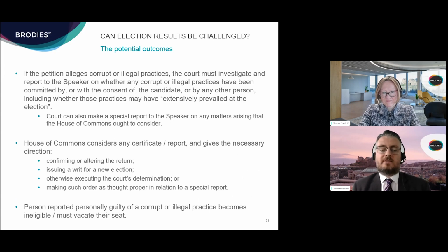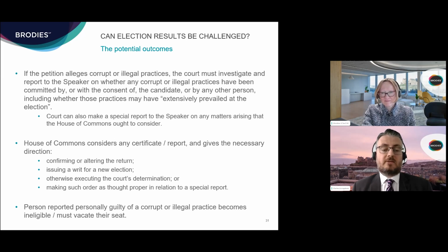But the court has to investigate that and report to the Speaker on whether there were any corrupt or illegal practices, particularly committed by or with the consent of the candidate, or indeed by any other person, and including whether those practices may have extensively prevailed at the election. And the court can also make a special report to the Speaker if something comes out of their hearing that they think the House of Commons ought to consider.